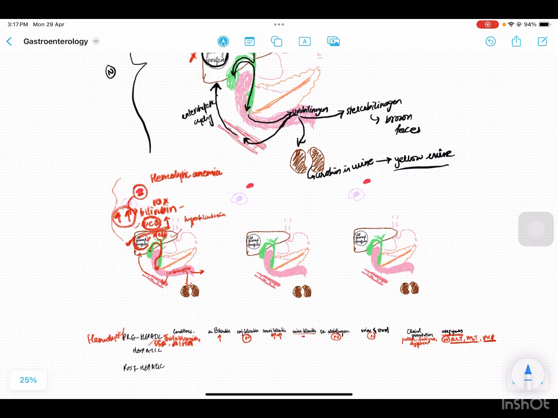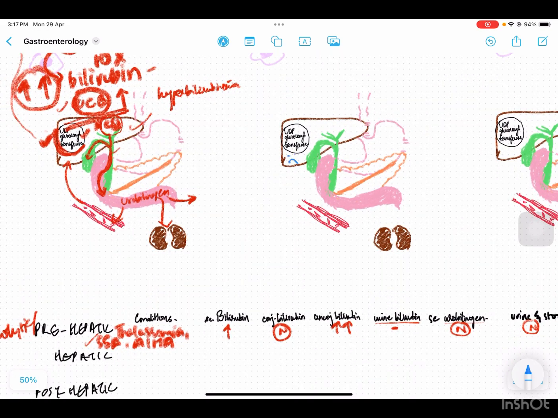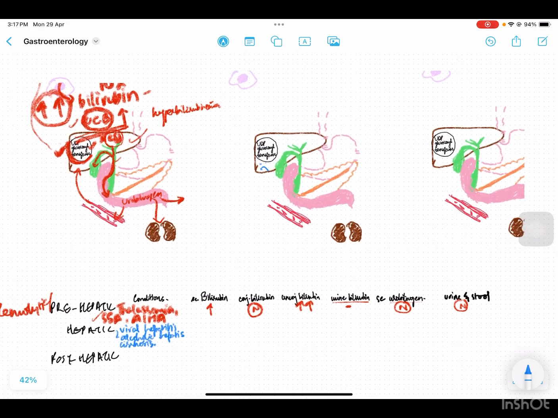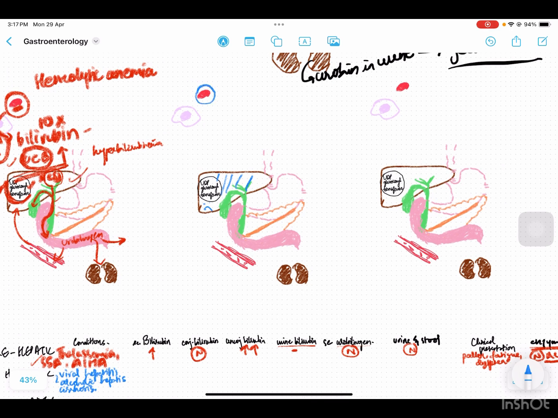Now, what about hepatic jaundice? That means, what if there's something wrong with our liver itself? There could be conditions like viral hepatitis, alcoholic hepatitis, or cases where it is getting severe and leading to cirrhosis. So, if there's a defect in the liver and everything up to this point is normal, there's a normal amount of RBC dying, the macrophage helps break it down, and a normal amount of unconjugated bilirubin reaches the liver.